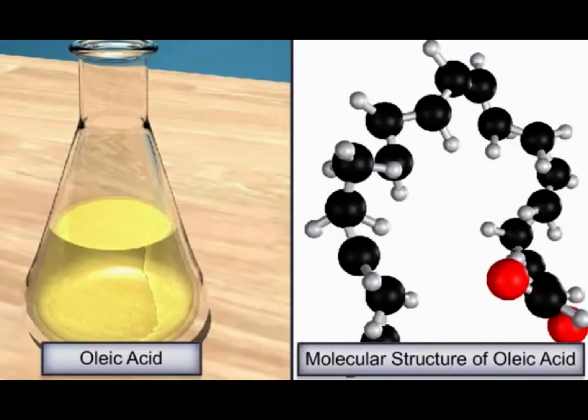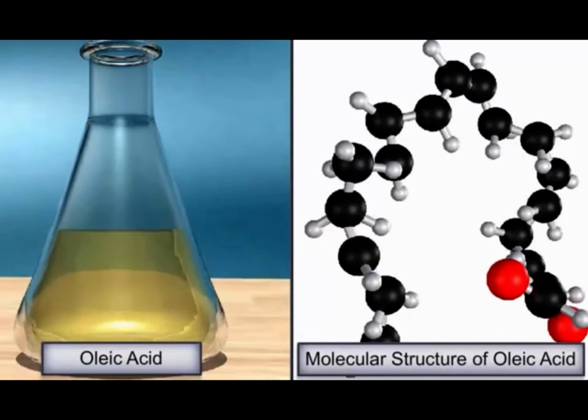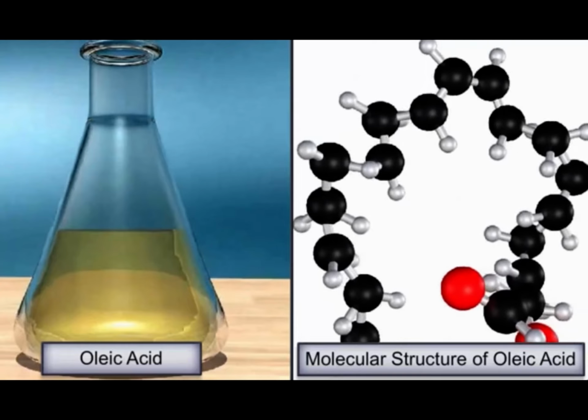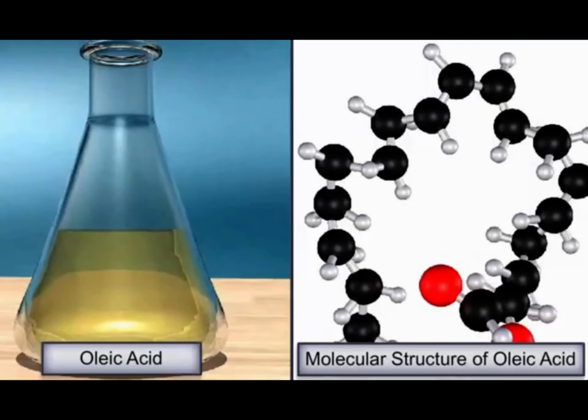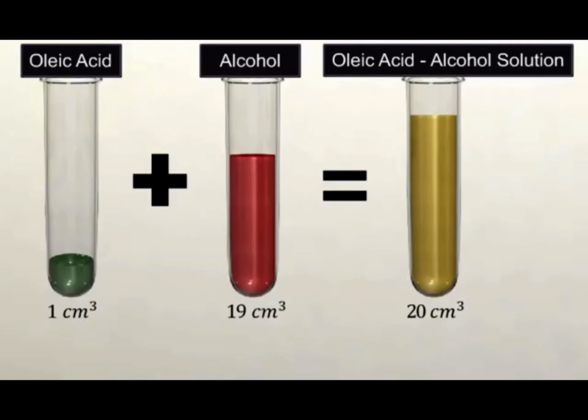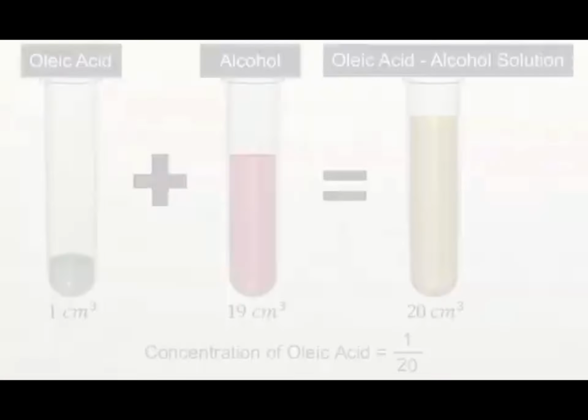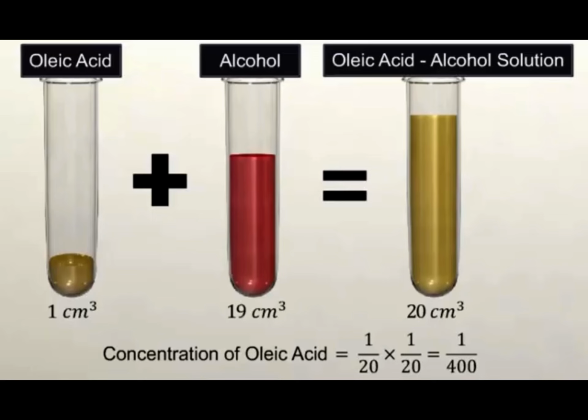Oleic acid is a soapy liquid with large molecular size of the order of 10 power minus 9 meter. To start with, we prepare a 20 cc of alcohol oleic acid solution with 1 cc of oleic acid in it, and dissolve 1 cc of this solution in alcohol to dilute it to 20 cc. This makes the concentration of oleic acid as 400th part of the solution.